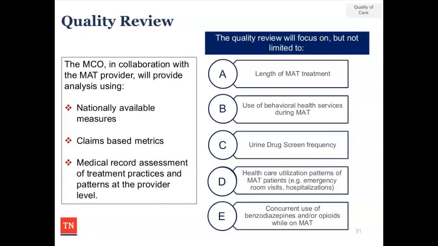In each of these domains, we're looking at nationally available measures or claim-based metrics, as well as through some of the quality of care assessments, which may require some medical record reviews at the provider level. And the 5 key domains that we initially want to provide increased transparency around data for your understanding of the outcomes of your patients are, number 1, length of MAT treatment. The evidence suggests that the longer you are in continuous MAT treatment, the more likely you're to stay in recovery.